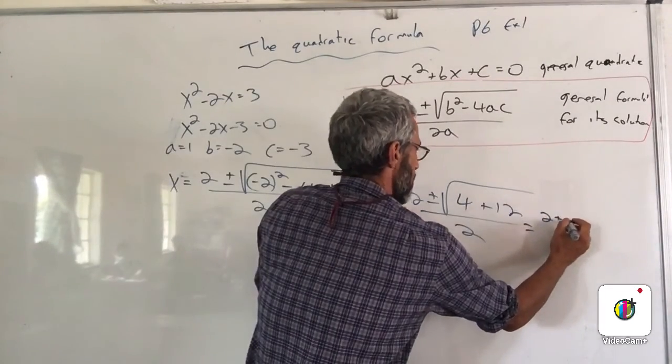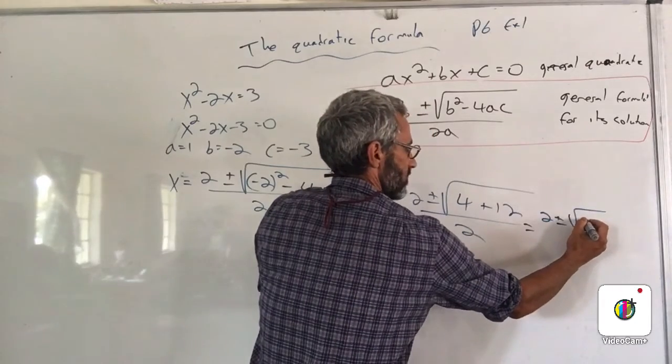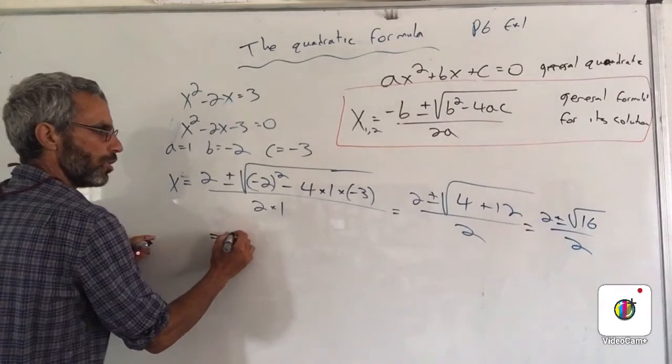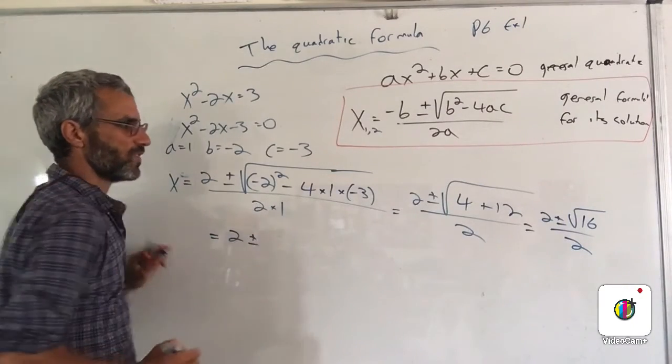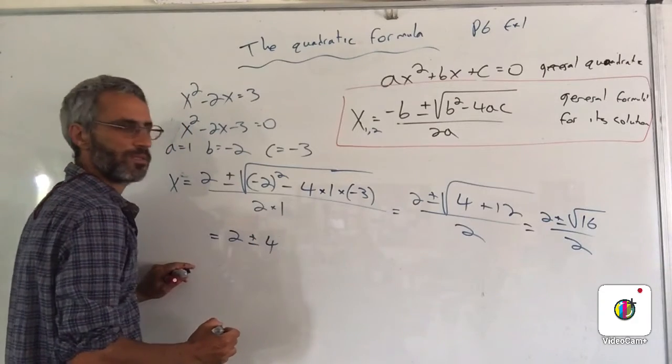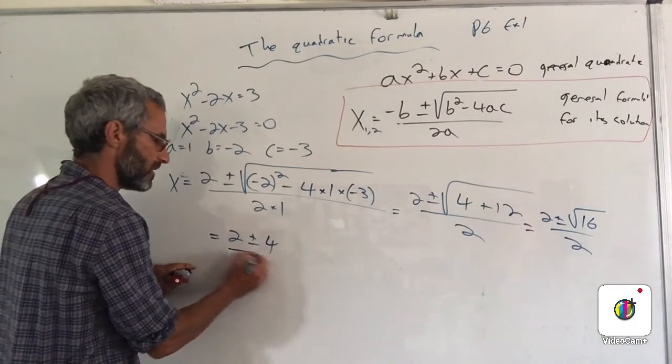2 plus minus square root of 16, divided by 2 equals, what is the square root of 16? Plus or minus 4. Okay, and I've got that plus minus 4 divided by 2.